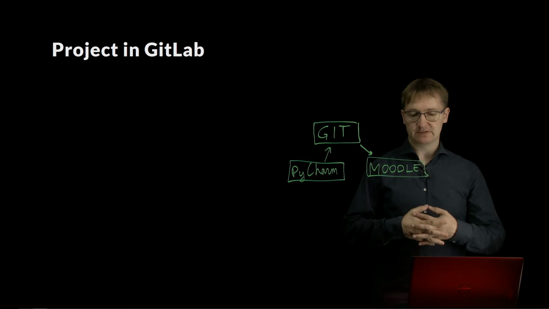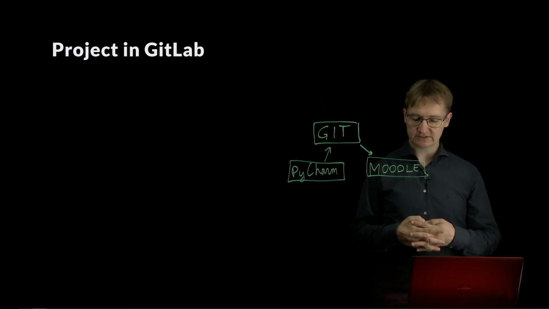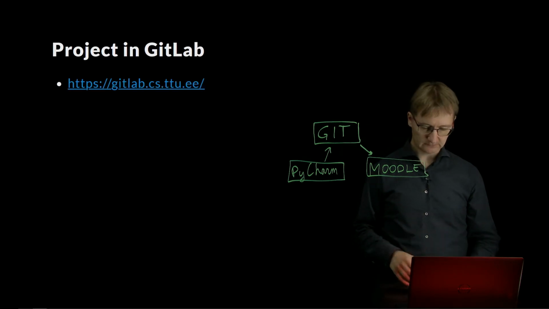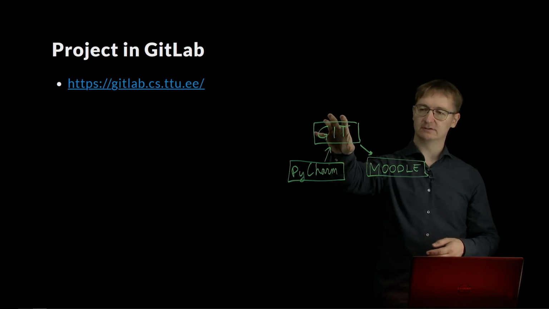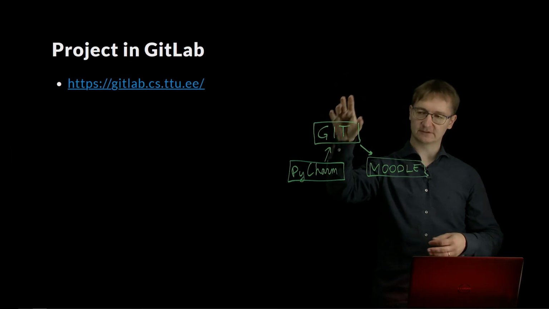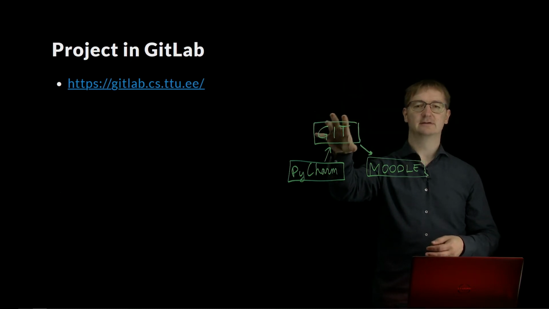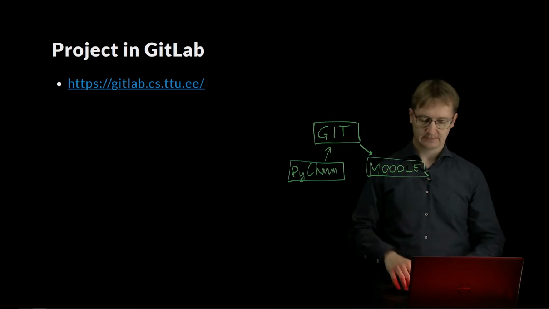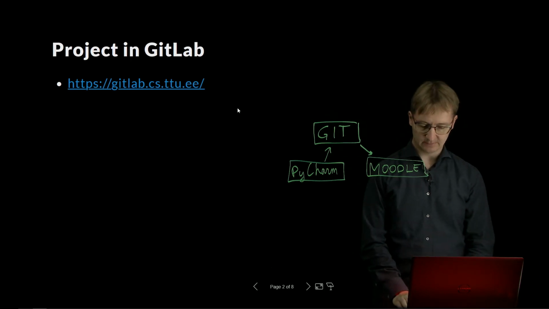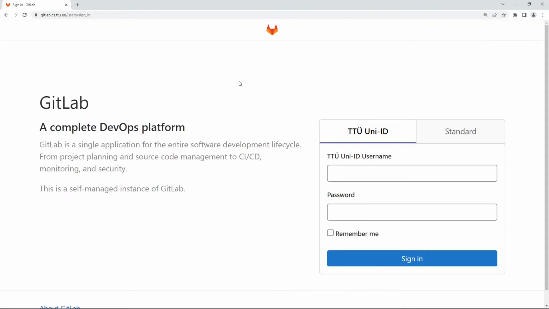So the first step is to create a project in GitLab. GitLab is our implementation of Git. You have probably heard of GitHub, there are Bitbucket and so on, and we are using GitLab. And this is the URL that you can open, and here you have to log in.